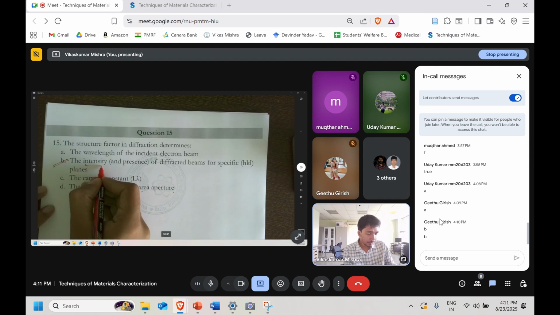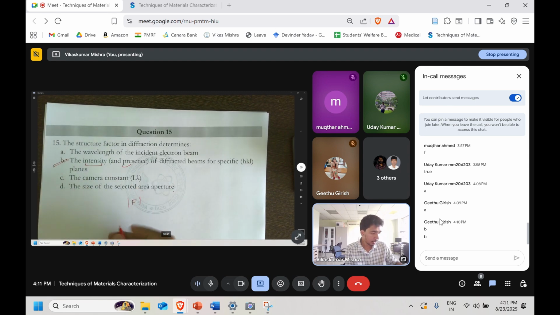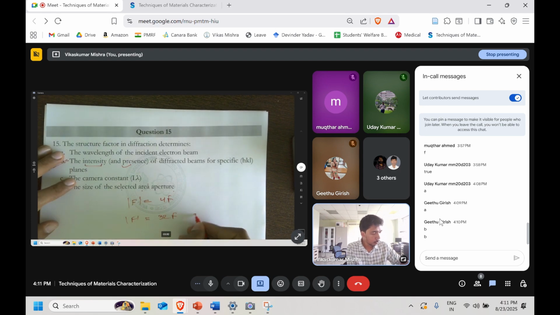Let's talk about the intensity, whether it will be present or not. If the structure factor in one case is 4 times F, and in the other case it is 32 times F, we know that in case 2 we'll get more intensity because it's scattering more.